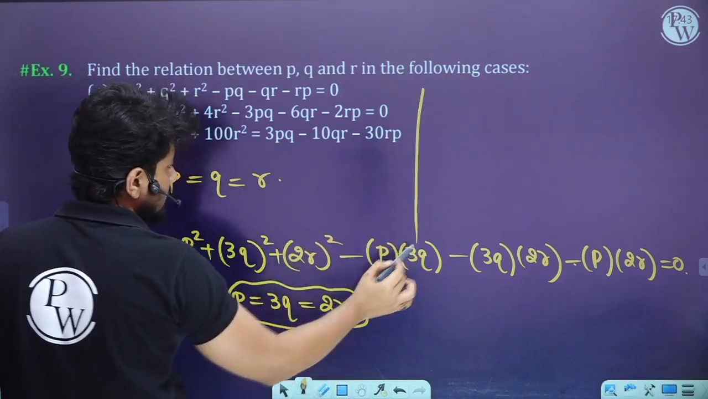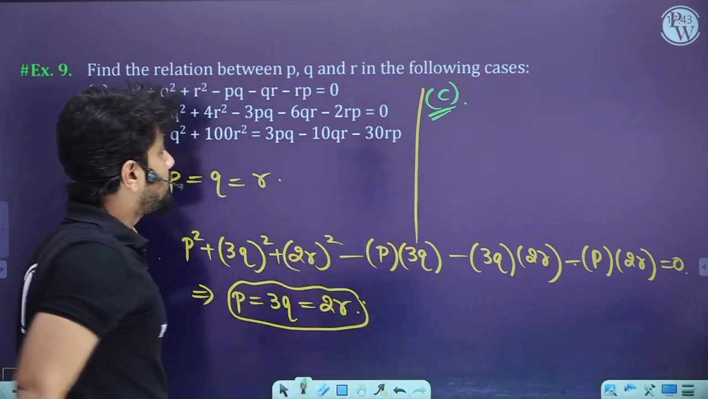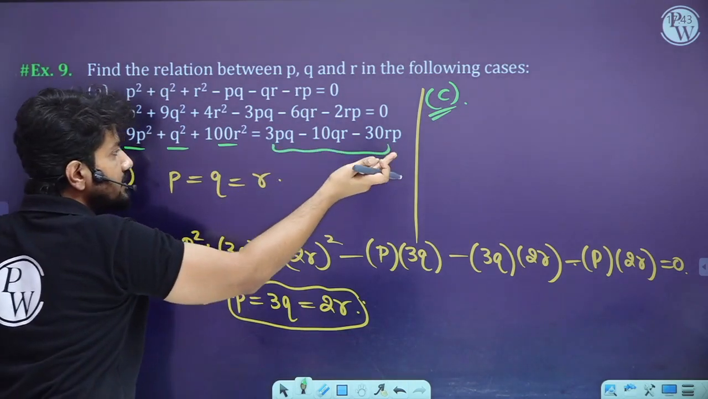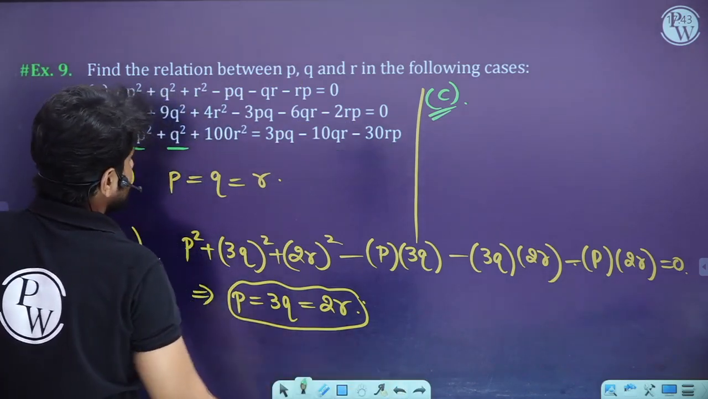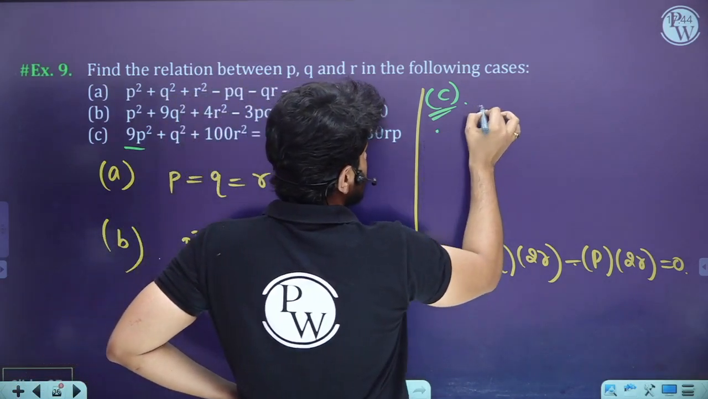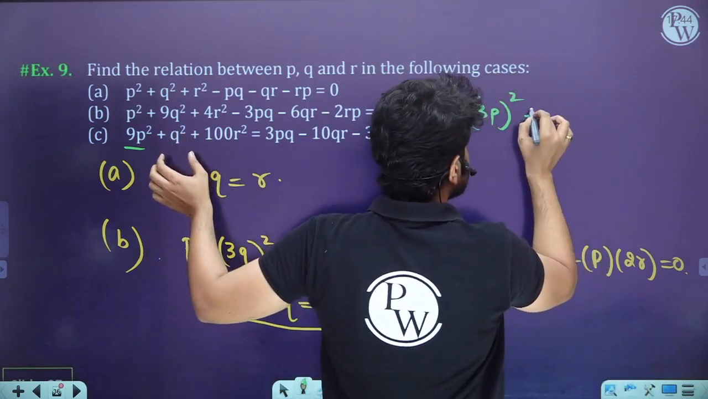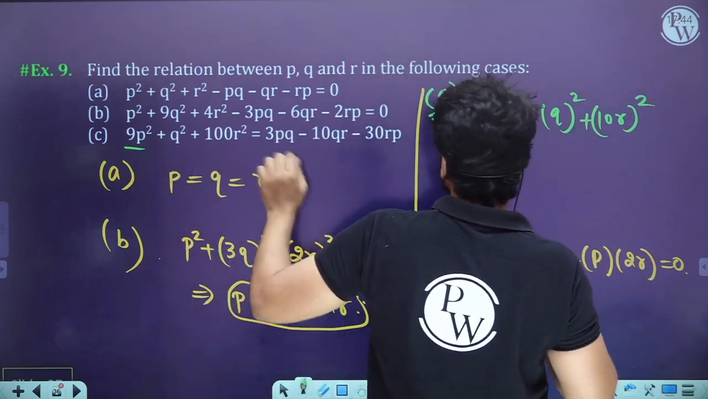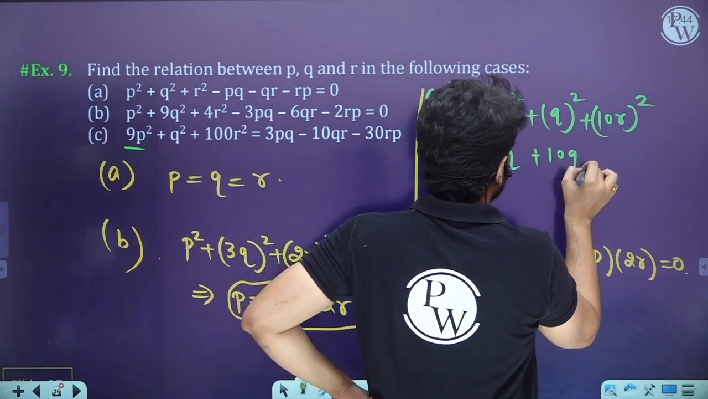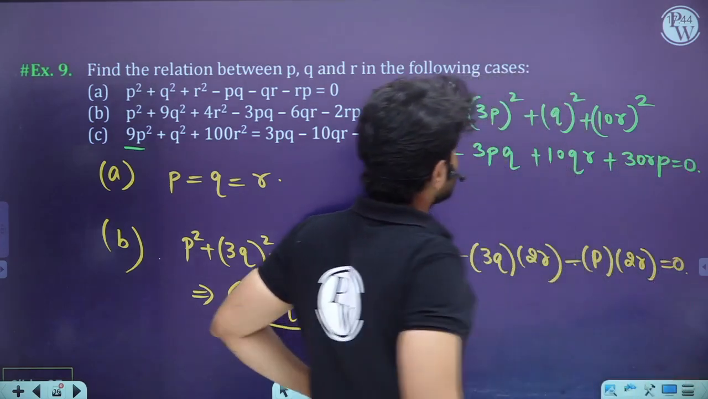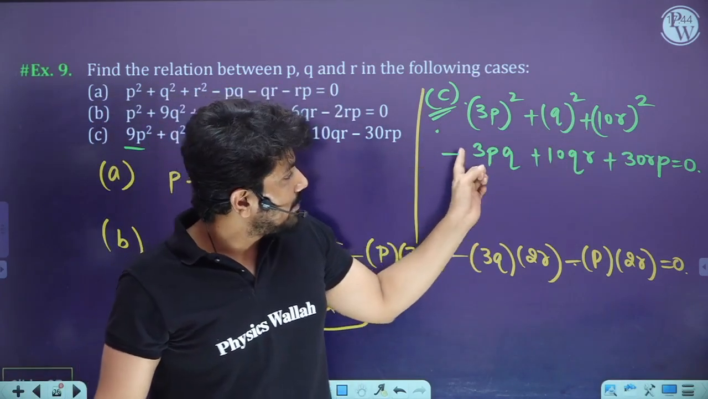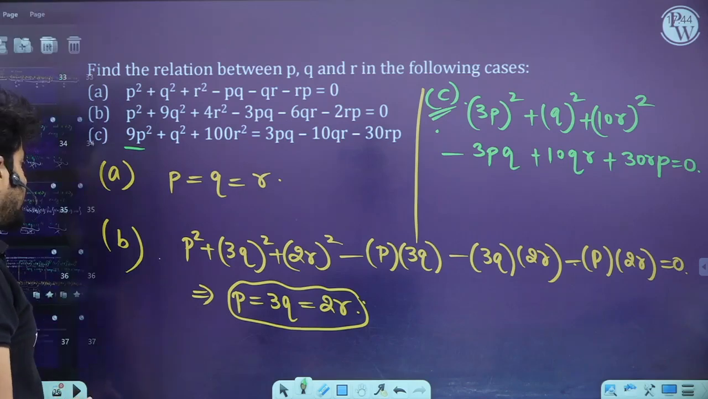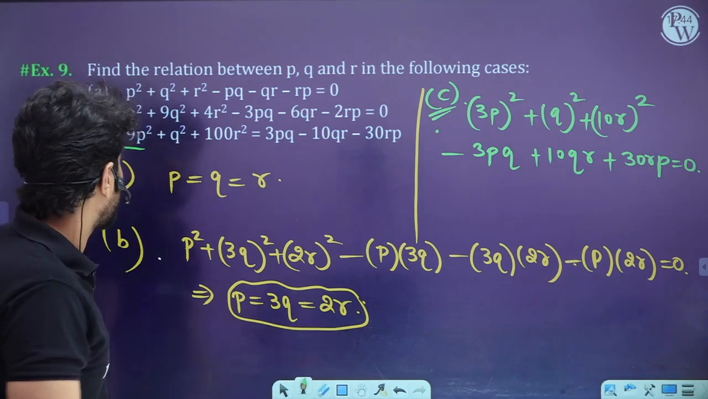Now what about the third one? What about the c part? So the c part is also very simple. In the c part, we have 9p square plus q square plus 100r square. And the right hand side, if we bring all these terms to the left hand side, we are going to get it like this: 9p square, which is 3p square, plus q square, plus 10r square, minus 3pq, plus 10qr, plus 30rp is equal to 0. This is written as a square plus b square plus c square minus ab, but here we have plus bc, here we have plus ca. Now what's the relation between pqr in the third part? That's what the question is asking.